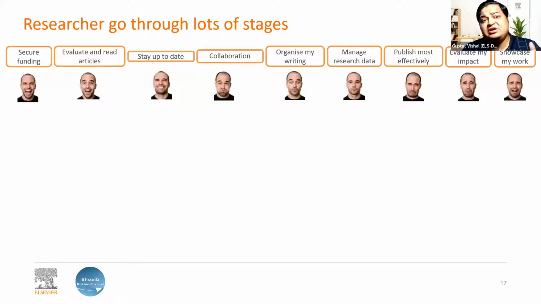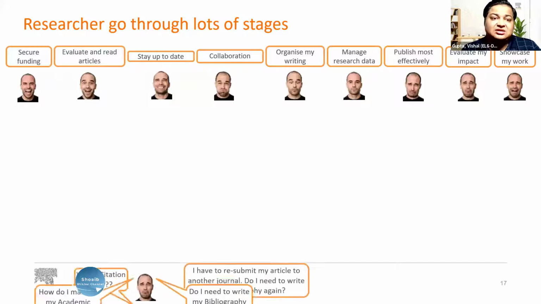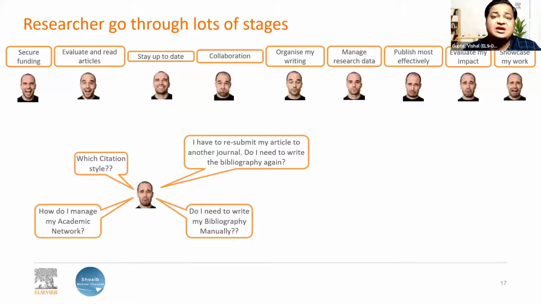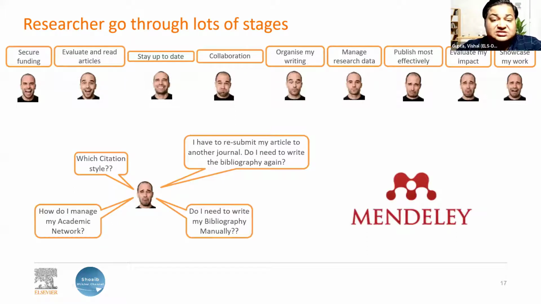And finally, when they go through all these stages and they finally write their research article, then they are faced with challenges like, which citation style should I use? How do I write my bibliography manually? How do I resubmit to a journal that uses a different citation style? Does that mean that I have to write all the citations again manually, change the numbering, change the format? So these are all the questions that really affect researchers, and one solution for that is Mendeley.